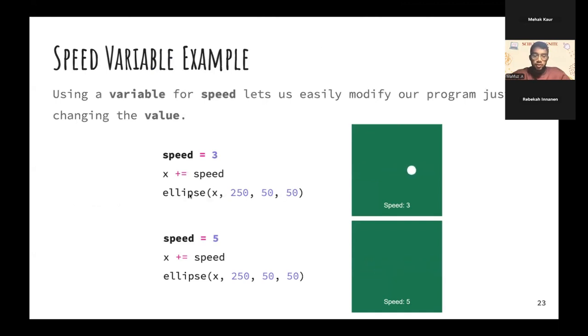So here what happens is this moves a bit slower, and since we're changing the x value by 5 now, and it keeps running for the same number of times, the circle will move a little bit faster.